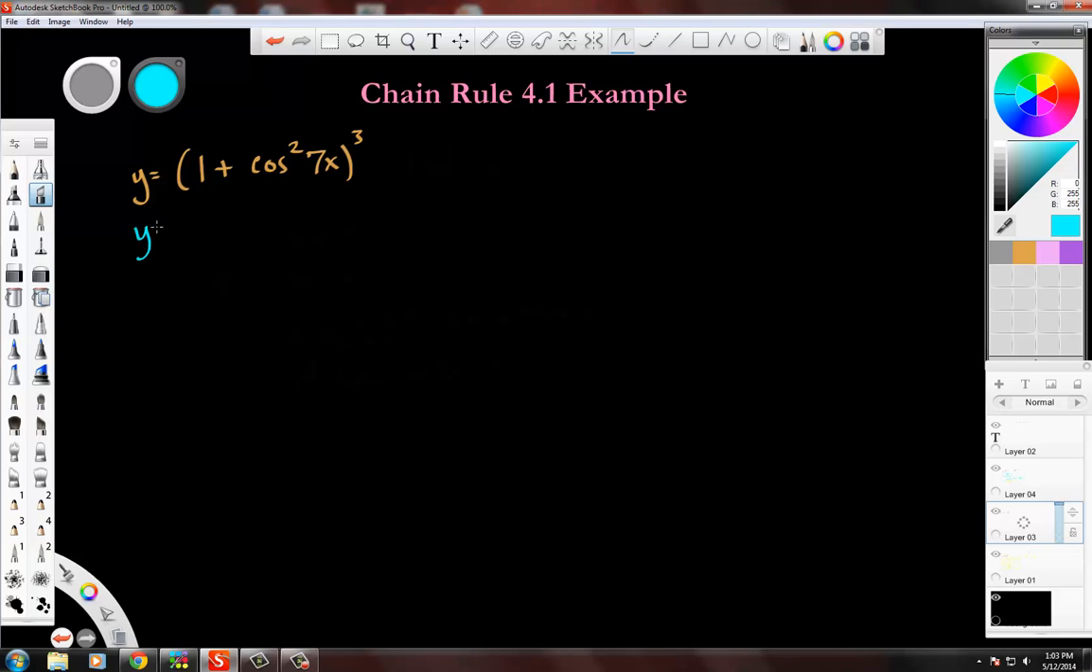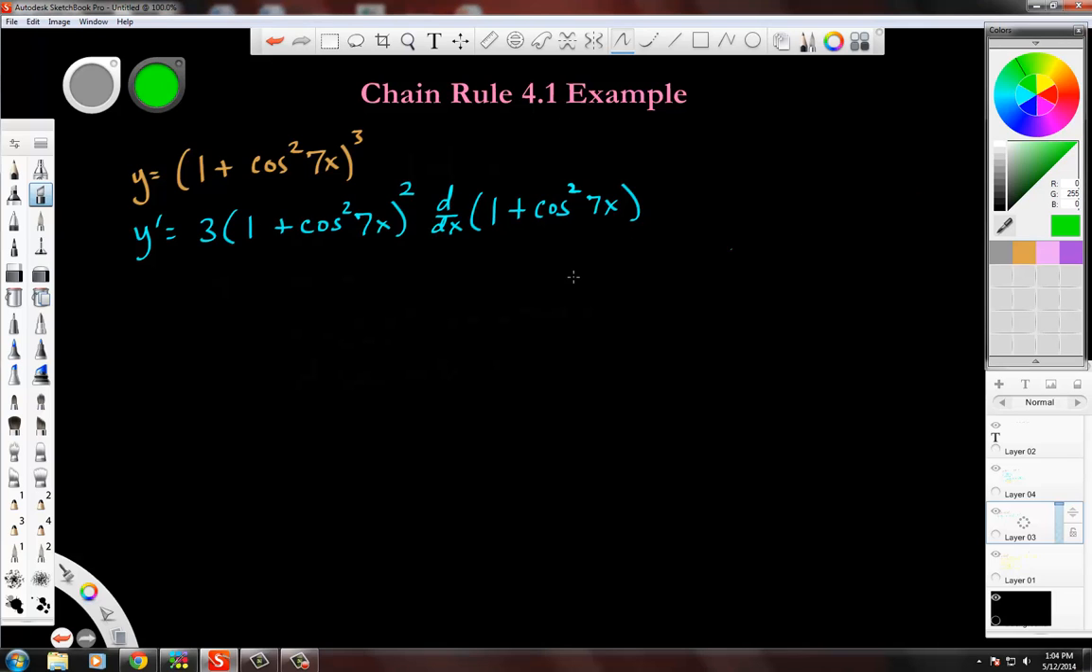So if we're doing y prime, basic power rule, I'm going to take the 3, put it down front, carefully recopy everything. And this would be 3 minus 1, or to the 2nd power. And then we're going to do the derivative of what's inside this thing. So I'm not going to skip any steps on this. Okay? So we're going to take the derivative of all of that.